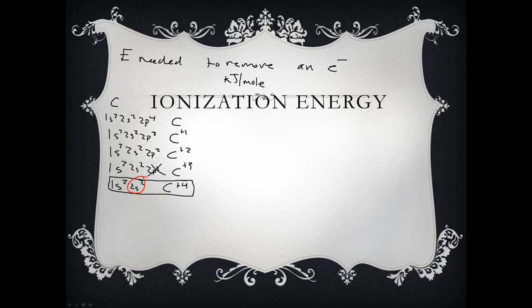Remember how we're always saying atoms like to react and lose electrons or gain electrons so that they can have a full outer shell? Well, this is how it does it. It's going to lose that 2p.